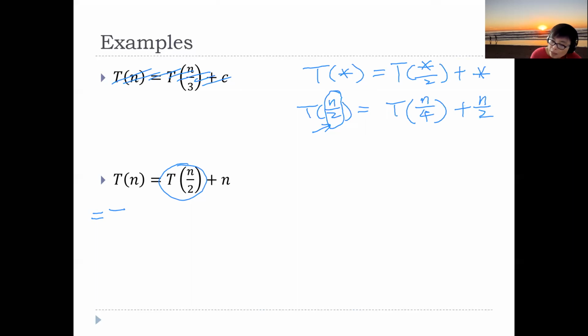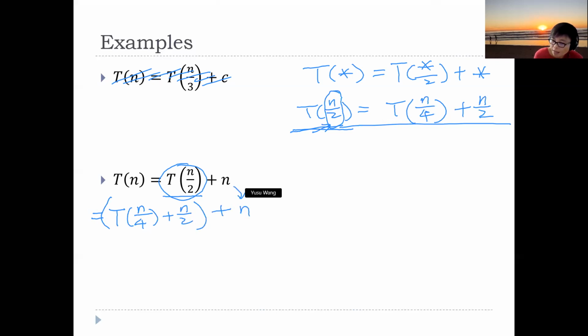So now the same relation means that T of n over 2 equals T of n over 4 plus n over 2. Now I replace T of n over 2 using this relation we just saw. That gives me T of n over 4 plus n over 2 plus the original n. So this n is this n, and the T of n over 2 is replaced by this. In other words, this is T of n over 4 plus n over 2 plus n. This now looks a bit complicated, but no worry, let's try to do this unrolling a few more times.